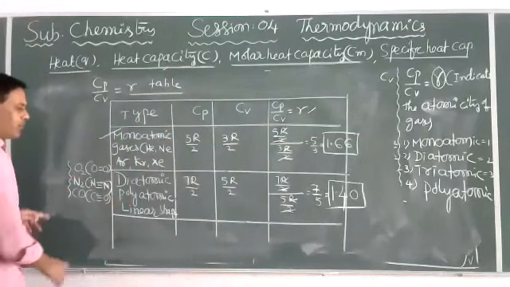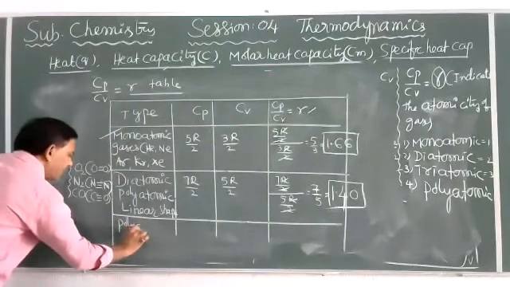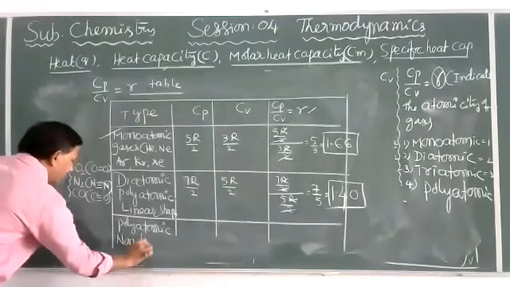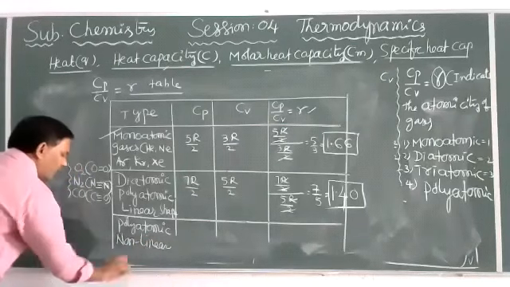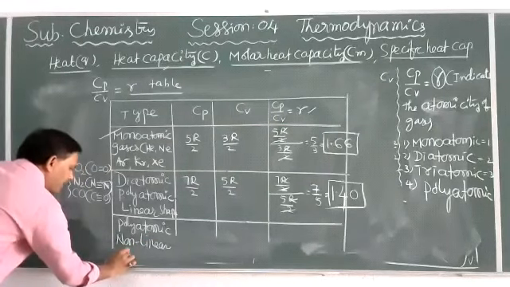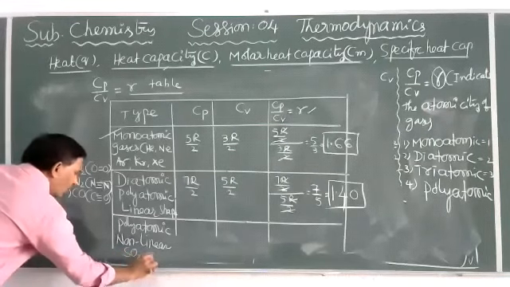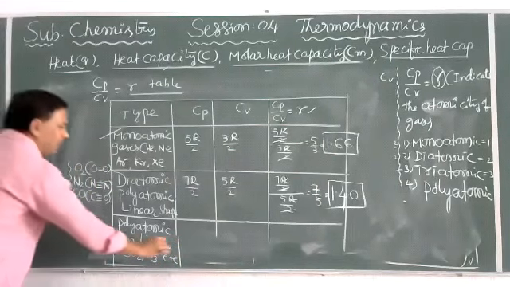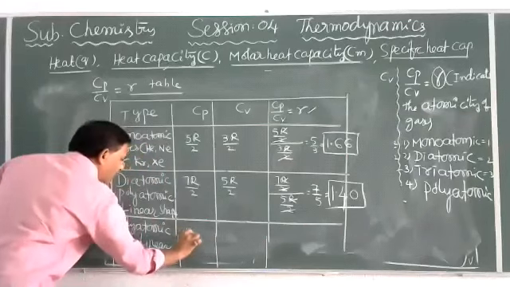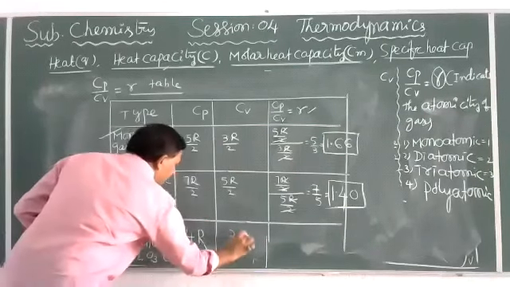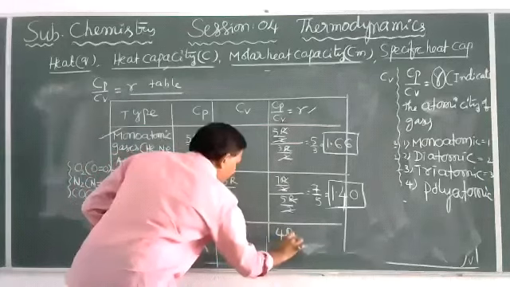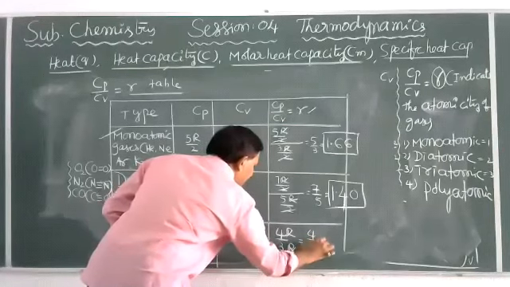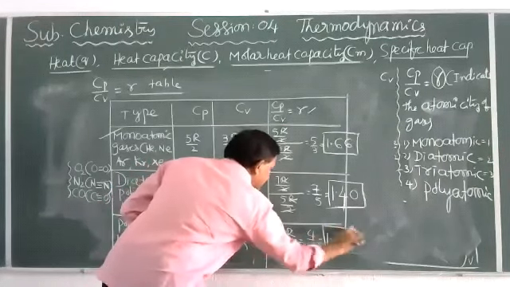So other than diatomic, all polyatomic molecules, either tri or tetra, that are non-linear in shape, not linear. Examples are SO2, O3 (ozone), tri or poly. Here the Cp value is 4R and Cv is 3R. This is 4R by 3R, equal to 4 by 3, that is 1.33.